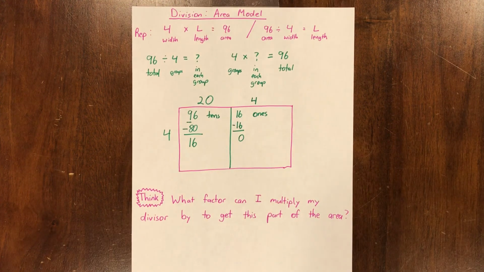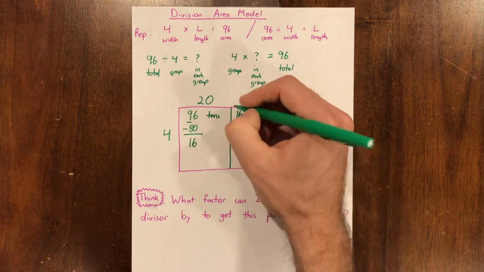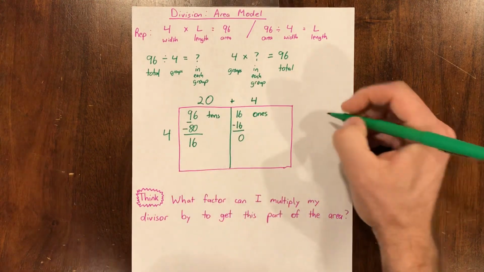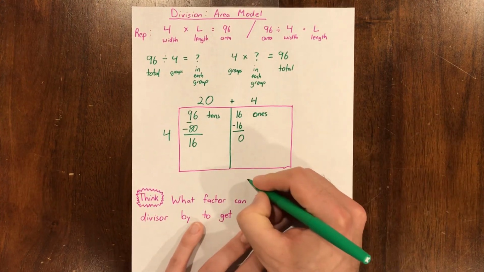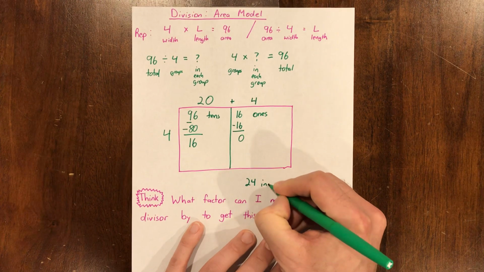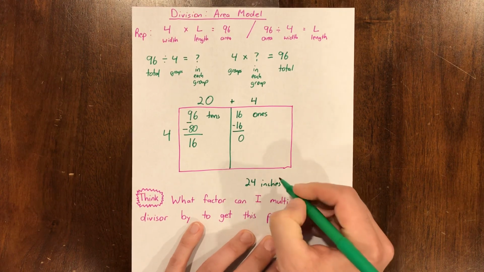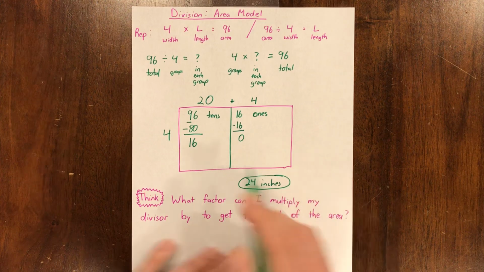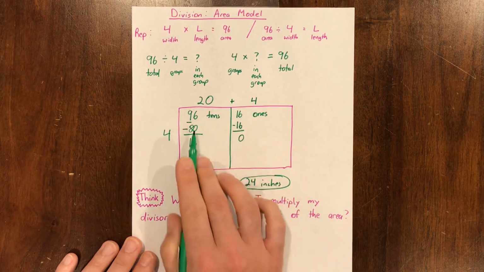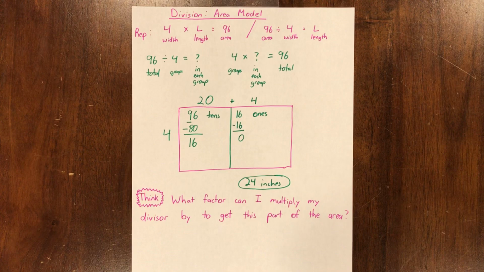Great. All right, what's my final quotient and why? Say it out loud. Yeah, 24, right? We have 20 plus 4. That means our final quotient is 24 inches. 4 times 24 equals 96. Okay, go and click on the arrow and move to the next slide.